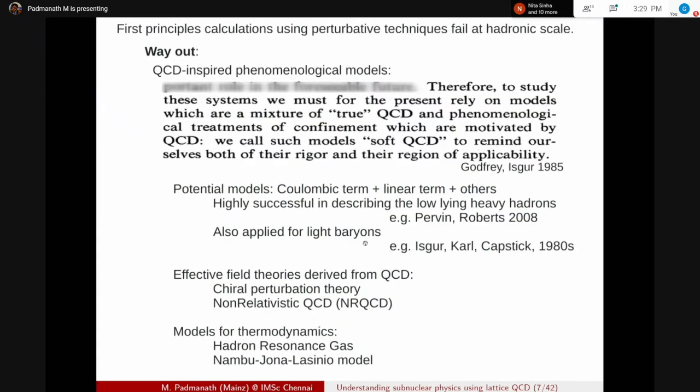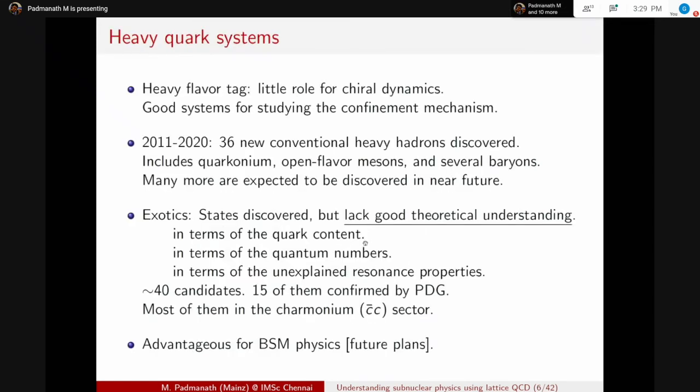So let's get into some quick questions. Why is it that most of them are only in the charmonium sector? Is that because of an energy limitation, or why is that?